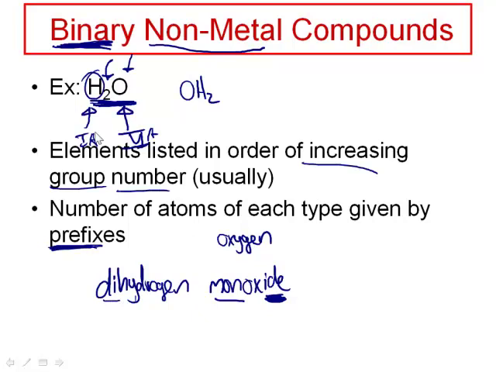Dihydrogen, saying we got 2 hydrogens. Now again, guys, we did not use prefixes like this for the ionic compounds. That's just done by convention. That's just the way it's done, and you have to remember that. But for non-metal compounds, we do use prefixes.